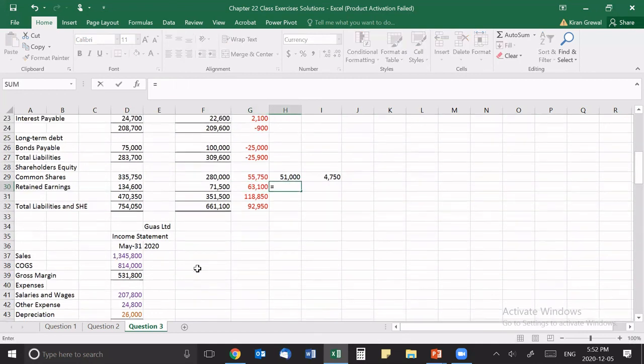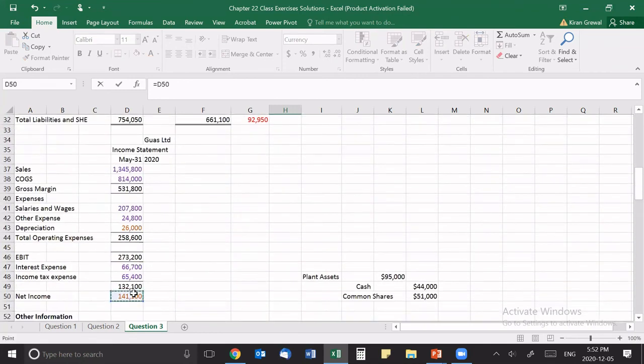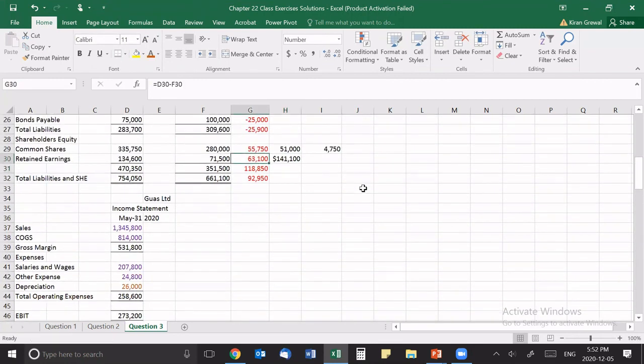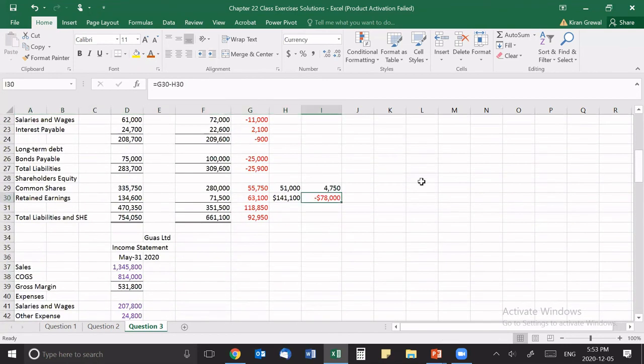We know that we would have increased retained earnings by 141,100 because that's the income. But the balance changed by 63,000, not 141,000. So there was something that had to have been deducted. Okay, so $78,000 is what we're missing here. If you go back to the notes, you see that cash dividends of $78,000 were declared and paid at the end of the year. So that is where we get the $78,000.